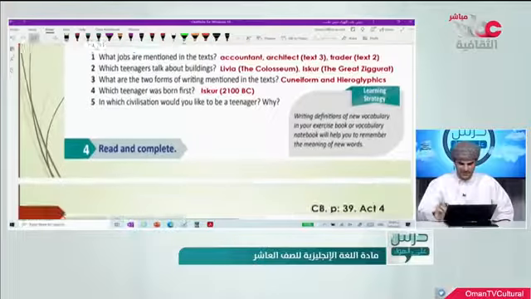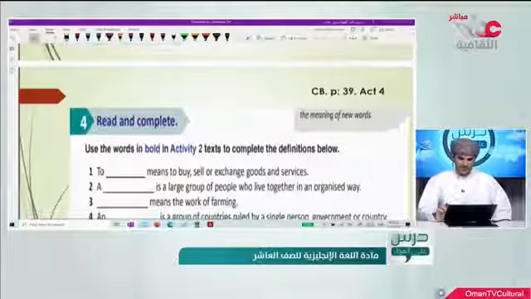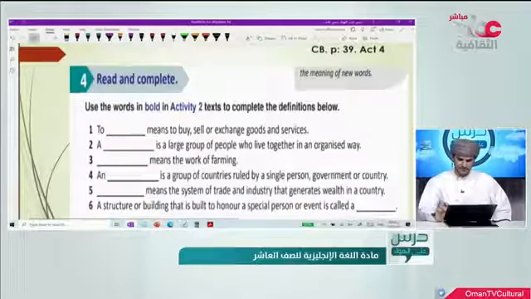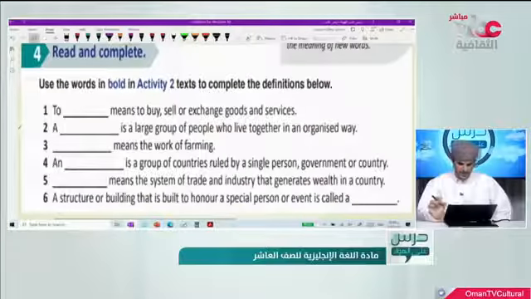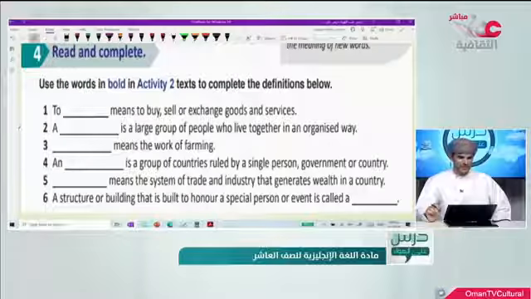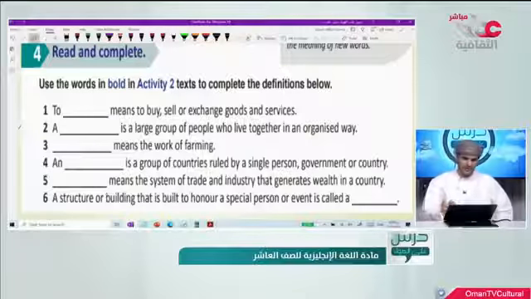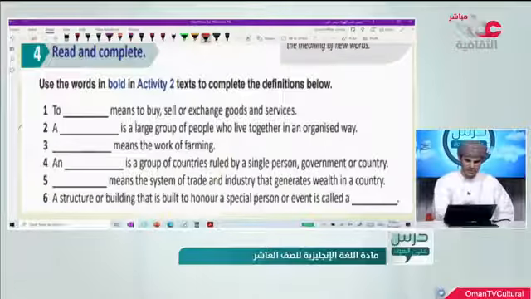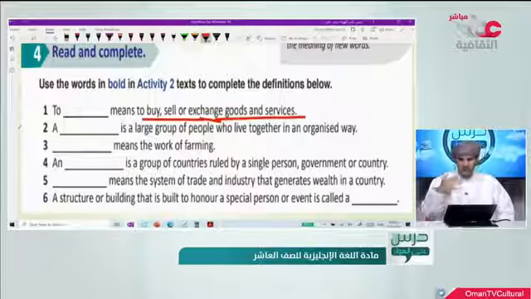Okay, dear students, let's go now to activity number 4. Now, read, Salim. Use the words in bold in activity number 2 text to complete the definitions below. Here we have definitions for words inside the text.